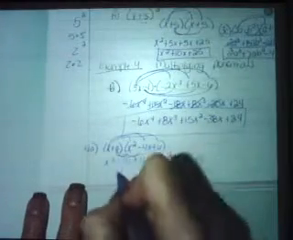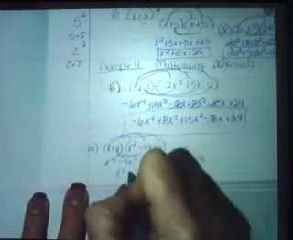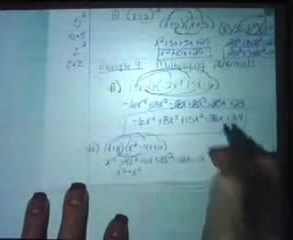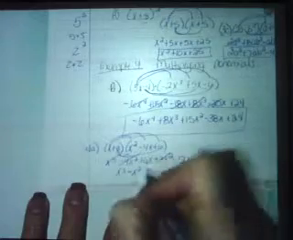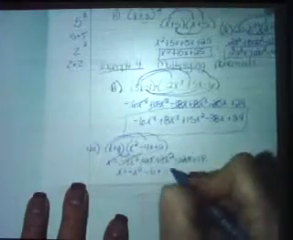Combining like terms, do I have any other cubes? No. Squares, I have negative 4x squared plus 3x squared, which gives me negative x squared. 6 minus 12 gives me negative 6x. And then plus 18.